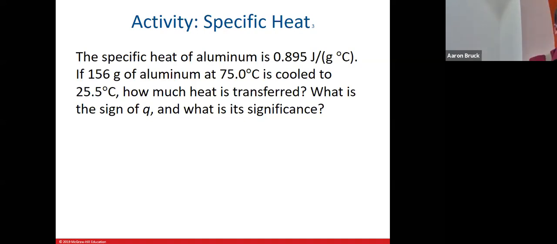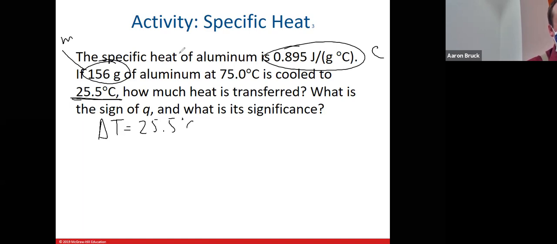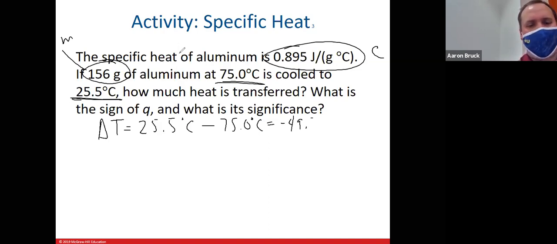Well, we've got all the values that we need. Here's my specific heat. Here's my mass. For delta T, my final temperature is 25.5 degrees Celsius. My initial temperature is 75.0 degrees Celsius. If I subtract those two from each other, I get negative 49.5 degrees Celsius.